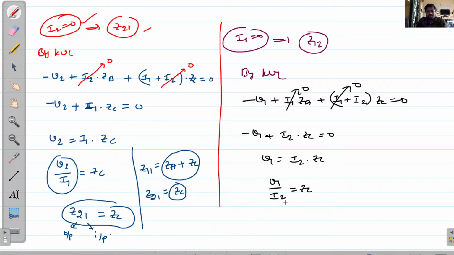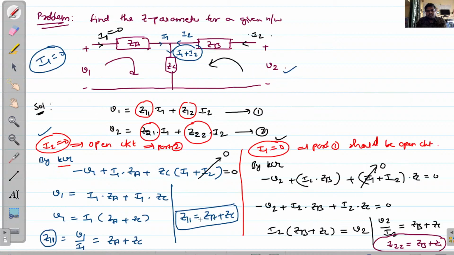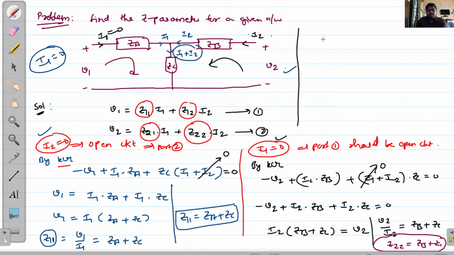And this V1 by I2 is nothing but Z12. So Z12 equals ZC. Now you can observe: Z11 equals what? ZA plus ZC. Z22 equals what? ZB plus ZC. And Z21 equals what? ZC. And Z12 equals what? ZC.